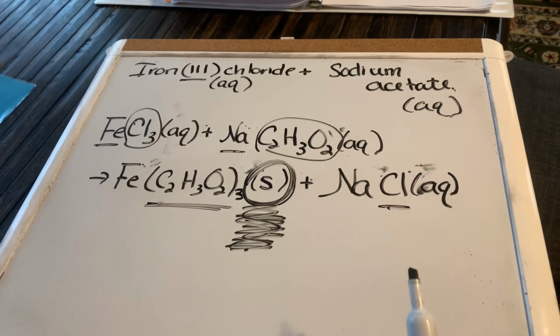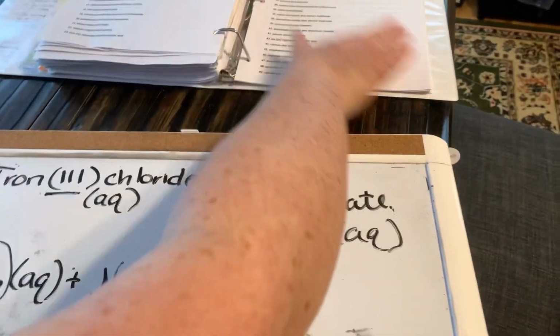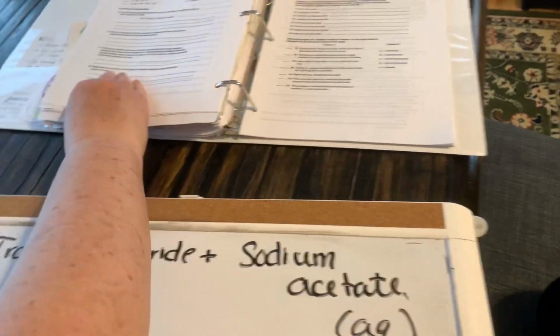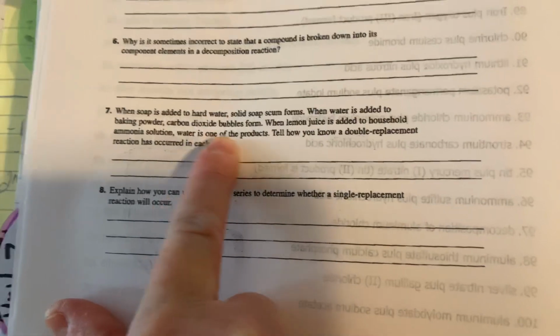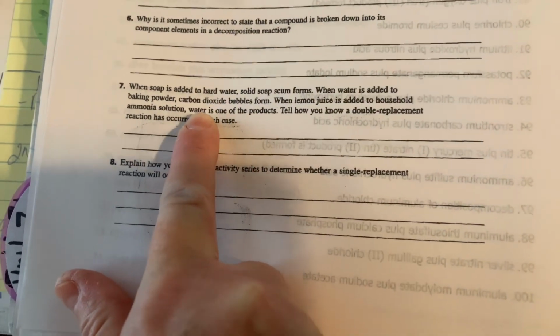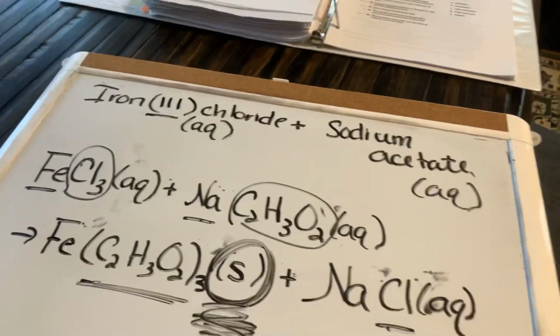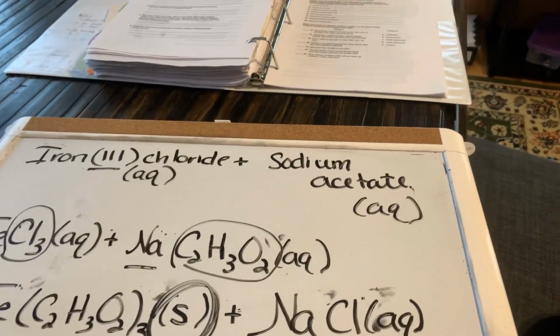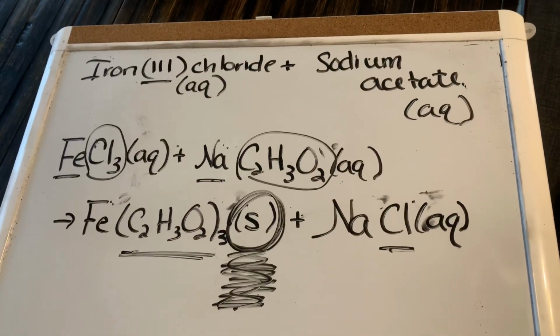But let's say they give you something like this. They say to you, water is added to baking powder, carbon dioxide bubbles form. That's a gas, which means that was a reaction. Lemon juice is added to household ammonia. Water is one of the products. Water is a liquid, which means that's a reaction. So do you see the whole solid, liquid, gas thing works? Okay. So most of the time when you're dealing with double displacement, you're going to have a solid, but you can have a gas or a liquid to have a reaction.